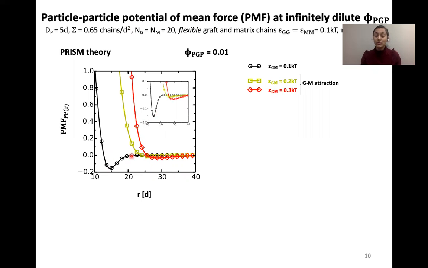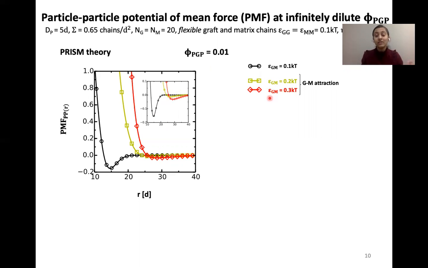So for the black purely entropic case at a strength of graft matrix attraction equal to 0.1 kT, we find that there exists a large negative PMF well depth, which suggests that there's an increased tendency for interparticle attraction at this strength of graft matrix interaction. Then as epsilon_gm increases to 0.2 kT, we find that the PMF well shifts to larger separation distances. This is in accordance with the fact that the size of the grafted layer increases as the strength of graft matrix attraction increases. We also find that the well depth in PMF reduces, and this is due to the added enthalpic driving forces at this high strength of graft matrix attraction.